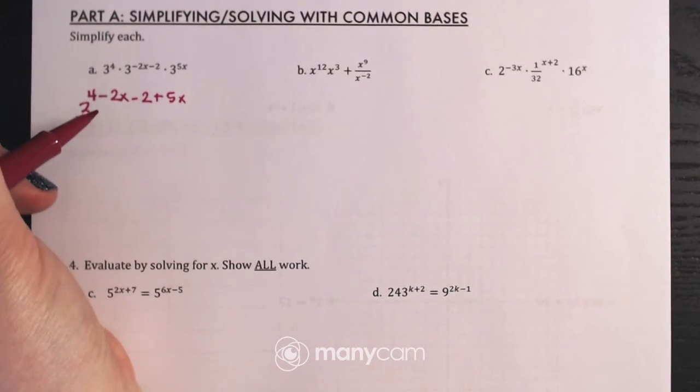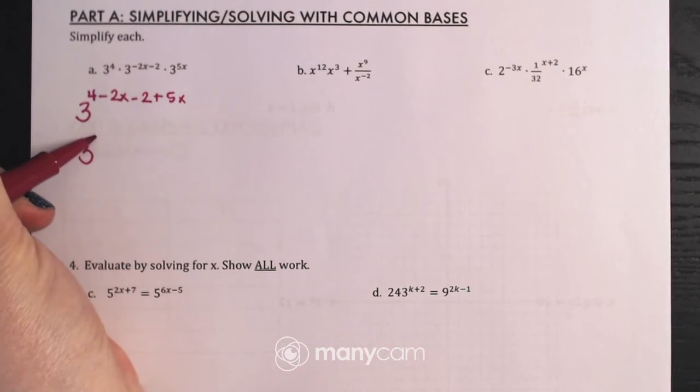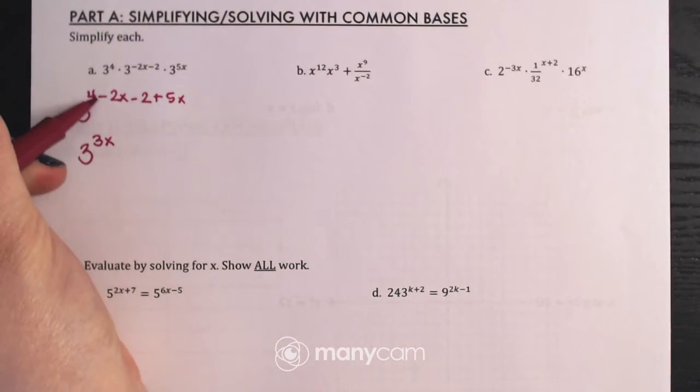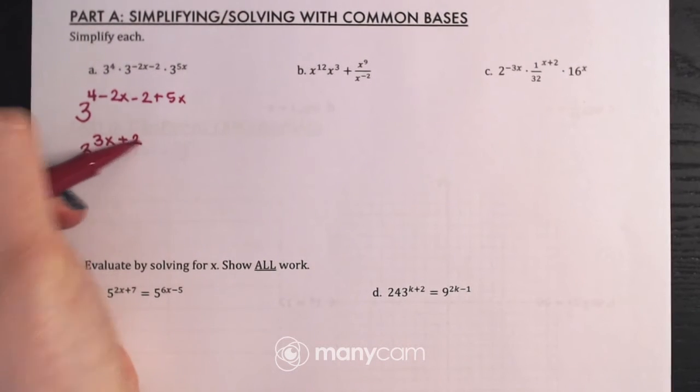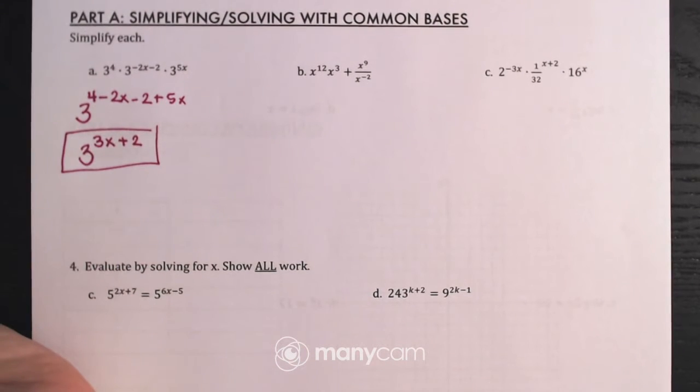And then I'm going to combine like terms here. So I have negative 2x plus 5x gives me positive 3x. 4 minus 2 plus 2. And I still have my base of 3. And I'm done because I only have one base left.